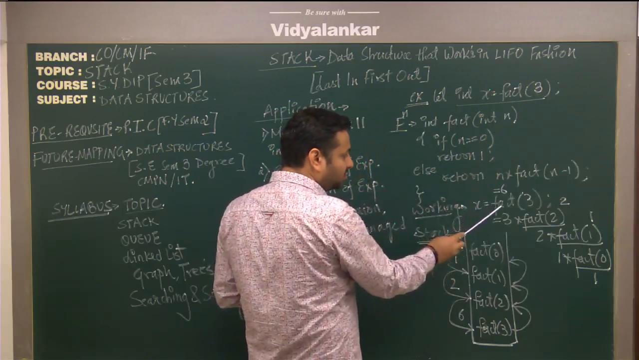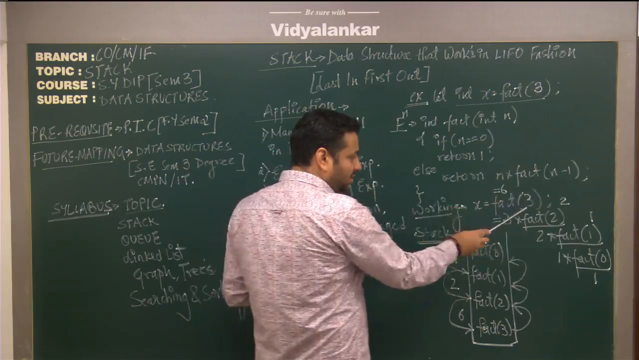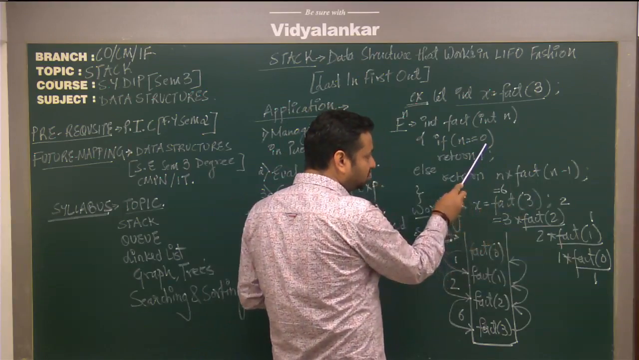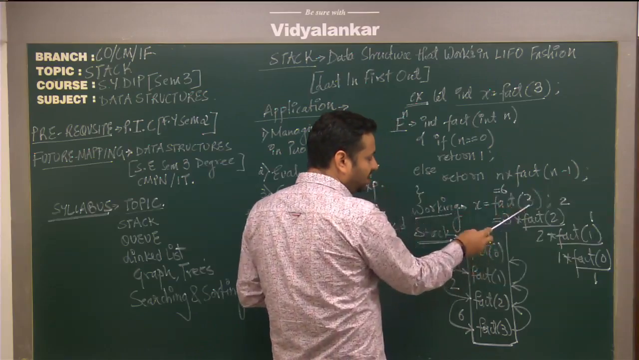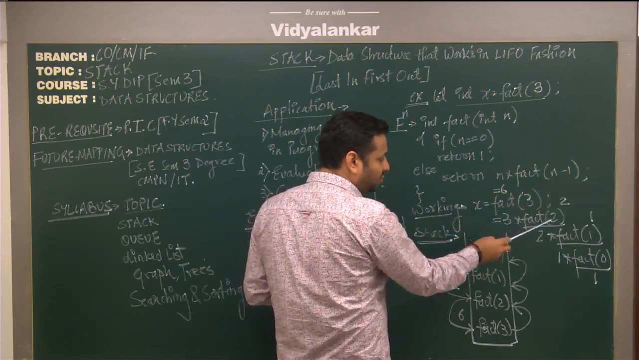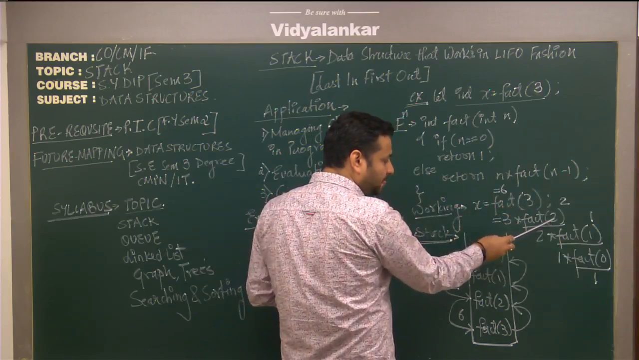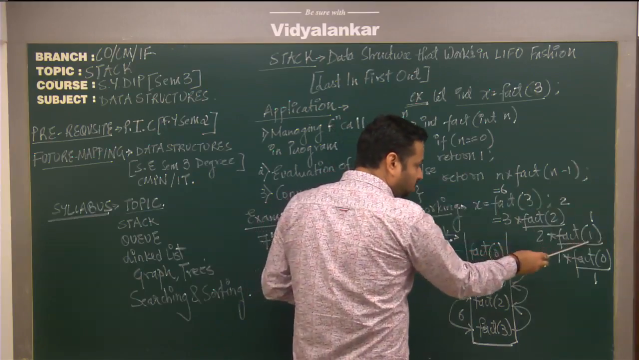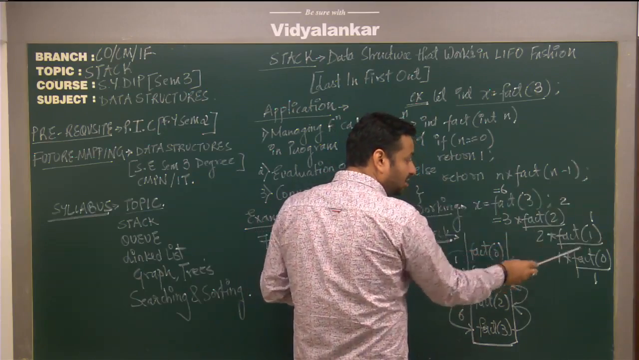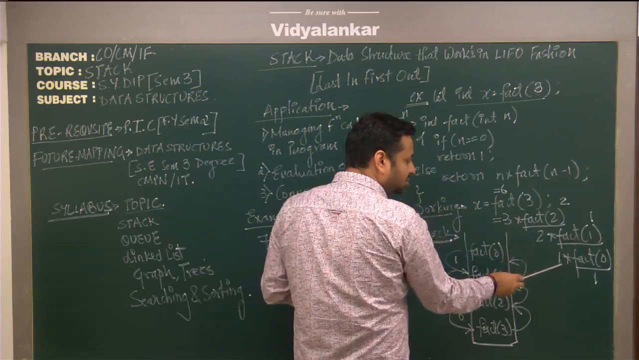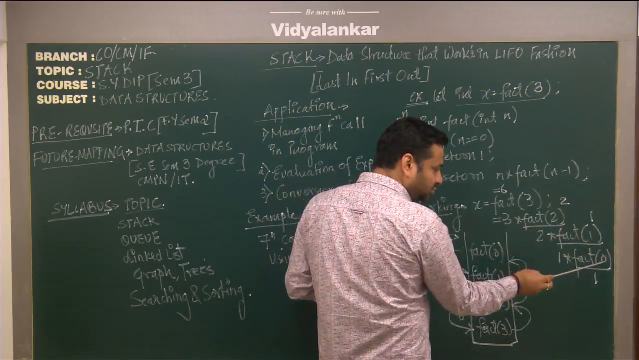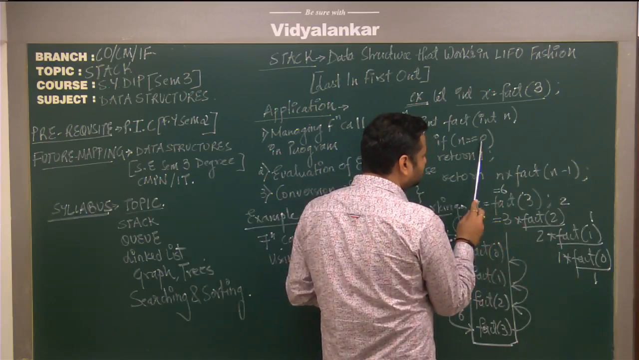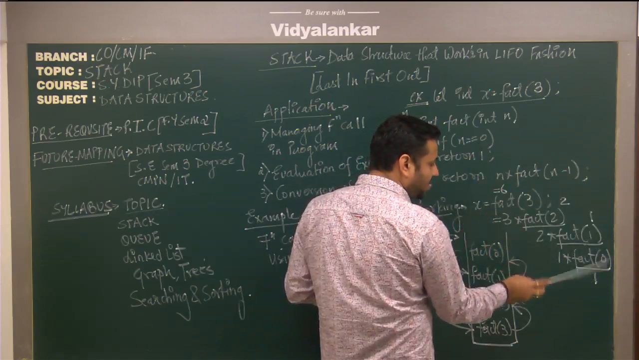Well, we have x equal to fact 3. The value of n is 3, which is not 0, so it returns n into fact of n minus 1. So for n equal to 3, we have 3 into fact of 2. Now here n is 2, it returns 2 into fact of 1. Here n is 1, sorry. So it returns 1 into fact of 0. Now here the value of n is 0. As per the logic of the function, it returns 1.